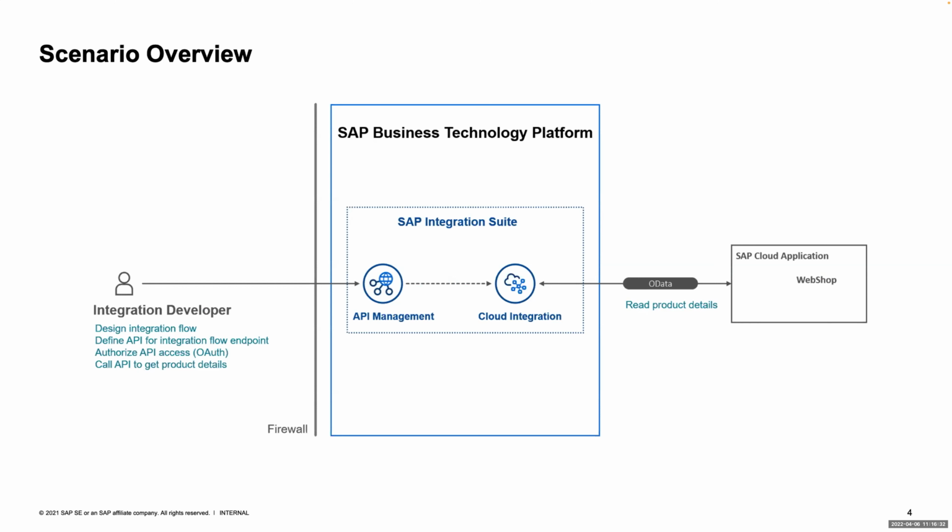And in cloud integration, we are going to use the OData V2 adapter to fetch the details of a product for which we already know the product ID. So that is the primary key or the unique identifier that is associated with a particular product. We will fetch these product details and read them.